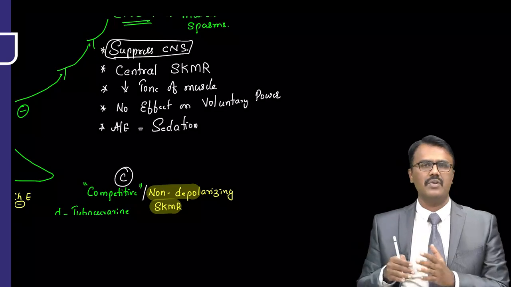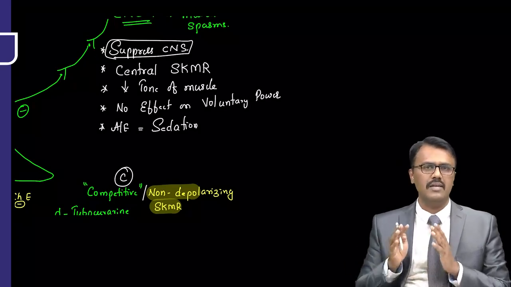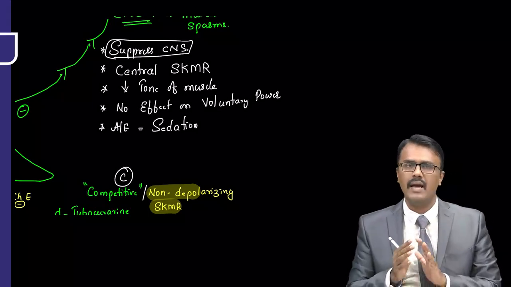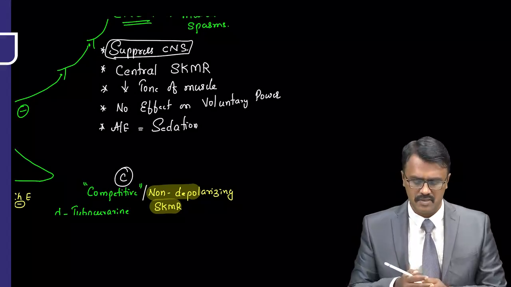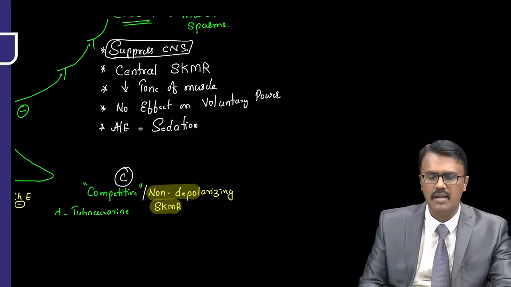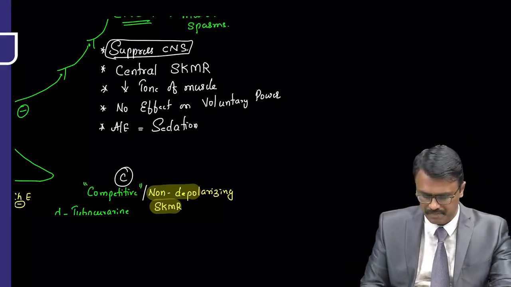Centrally acting, you can give it at home also, no problem. They only decrease the tone. There is no loss of voluntary power. And usually they are used for muscle spasms, and the main problem is sedation. So once we understand the differences, let us start our journey.